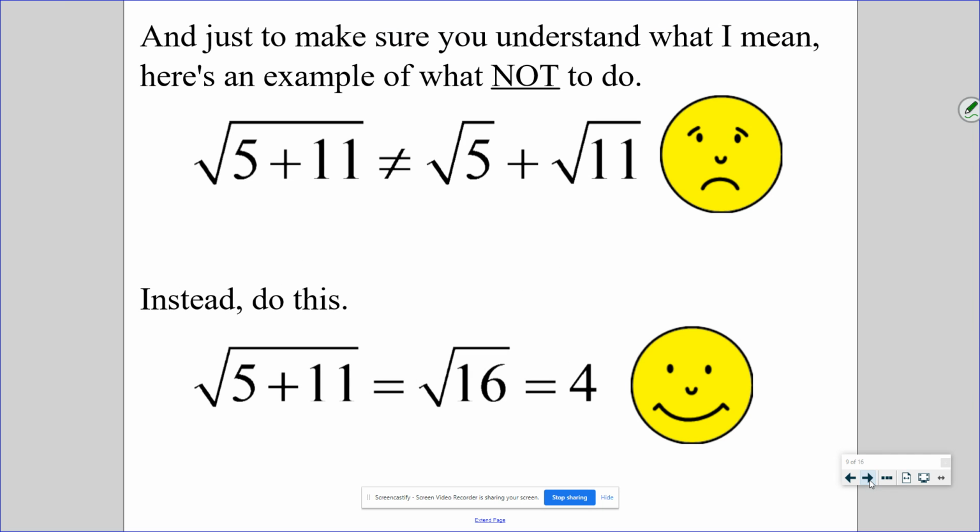One more time, just to reiterate that, here's what I mean. You cannot say that the square root of 5 plus 11 is the same as the square root of 5 plus the square root of 11. What you can do is take the 5 and 11 and add them together. That's 16. And then the square root of 16 is equal to 4. Okay, so up here, bad. Down here, good. Make sure you have this written down very clearly.